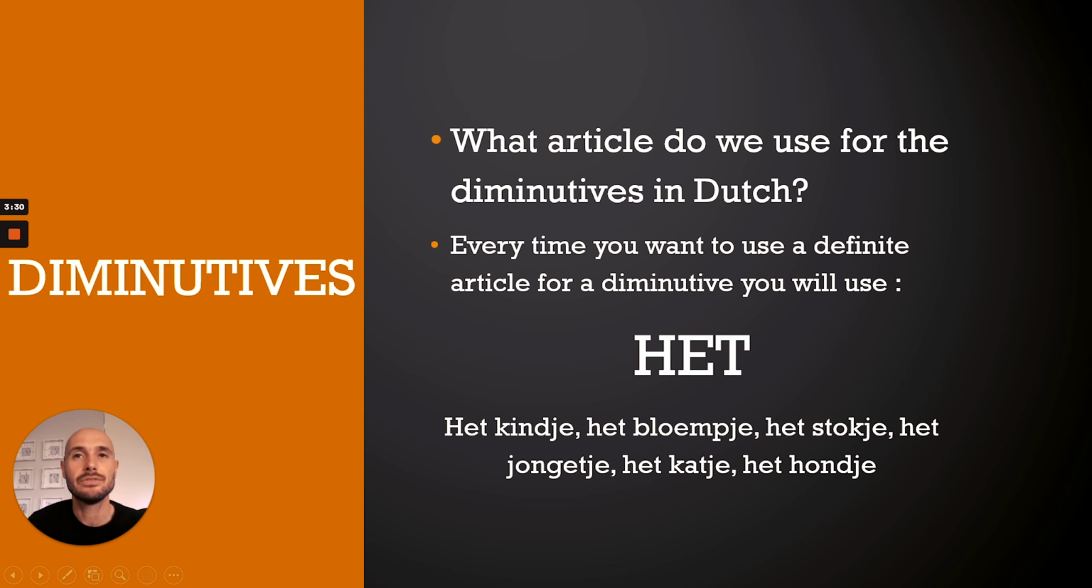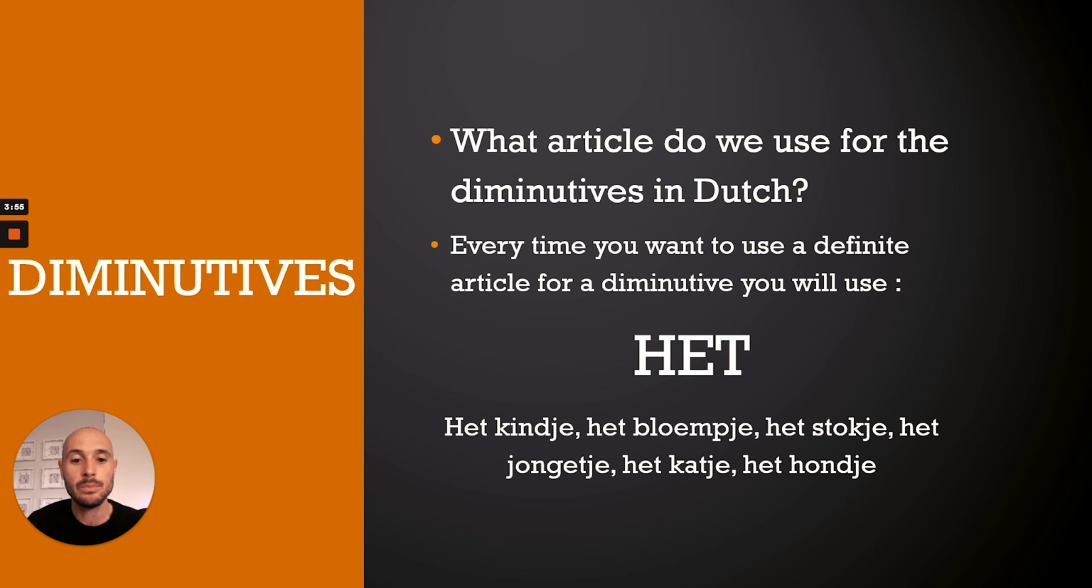Now, what is a diminutive? A diminutive is basically when you have, for instance, the word cat and you want to make it smaller. So you want to say a small cat. Now, how do we do that in Dutch? Well, we basically add je or tje or pje or etje. So this will basically be a diminutive in Dutch. Now, every time you want to use a definite article in front of a diminutive, you will use het.